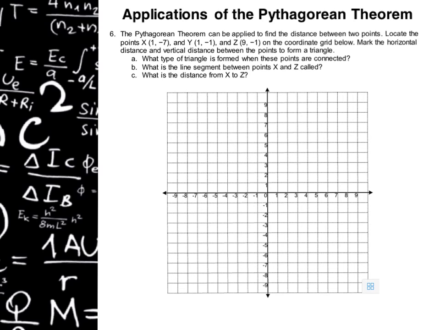So number 6, it says the Pythagorean theorem can be applied to find the distance between 2 points. Locate the points X (1, negative 7), Y (1, negative 1), and Z (9, negative 1) on the coordinate grid below. Mark the horizontal distance and vertical distance between the points to form a triangle. So first, before I go and look at A, B, and C, we're going to plot those 3 points. So I need to go 1 over on the x-axis and down 7 on the y-axis. That would be my first point.